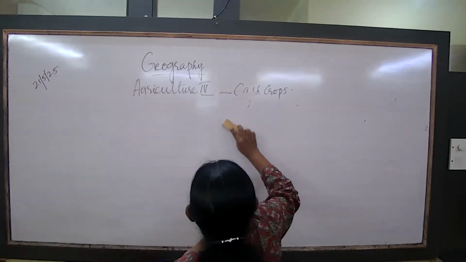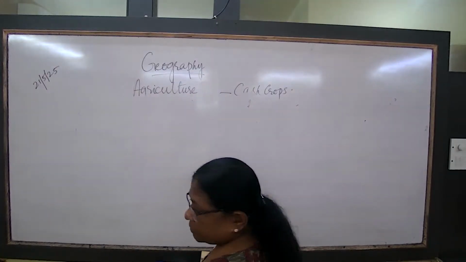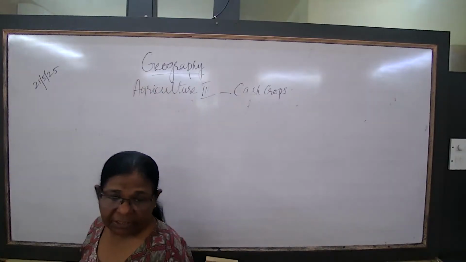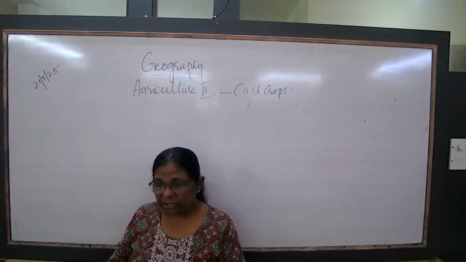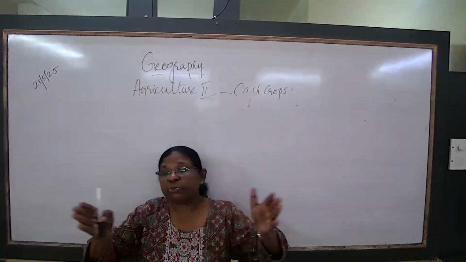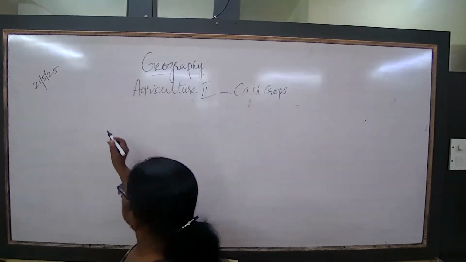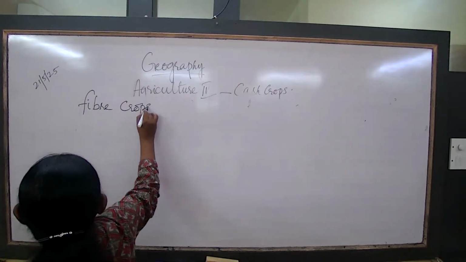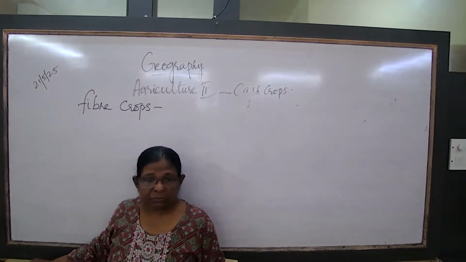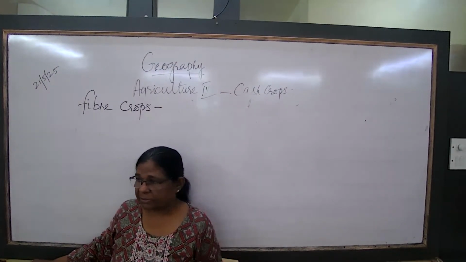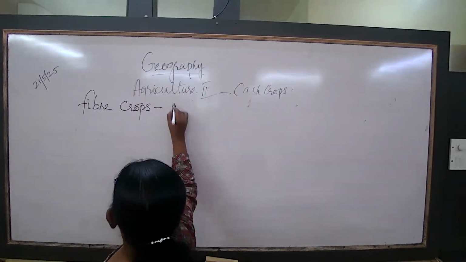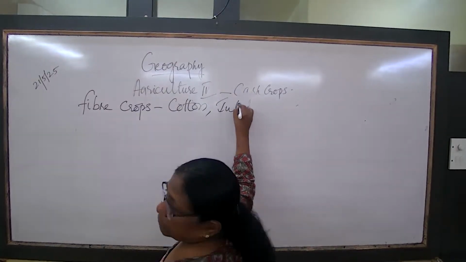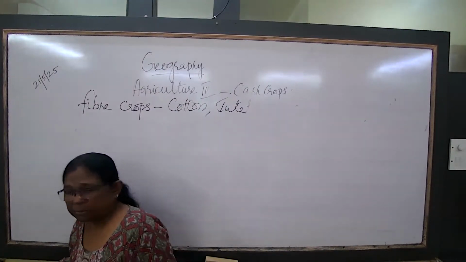See, these are also cash crops. Okay, it's a continuation of the cash crops which we have studied earlier. These cash crops are categorized into two. One is fiber crops. What are fiber crops? From that, thread is separated. So in fiber crops, two types we have to study: cotton and jute. They are the natural fibers.